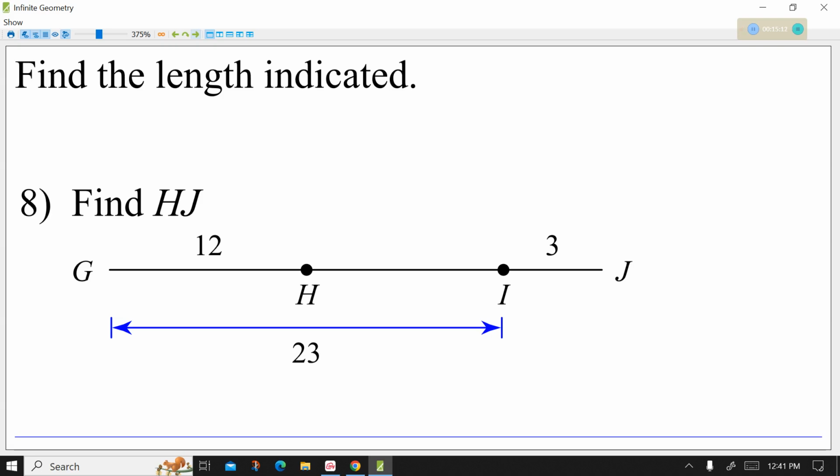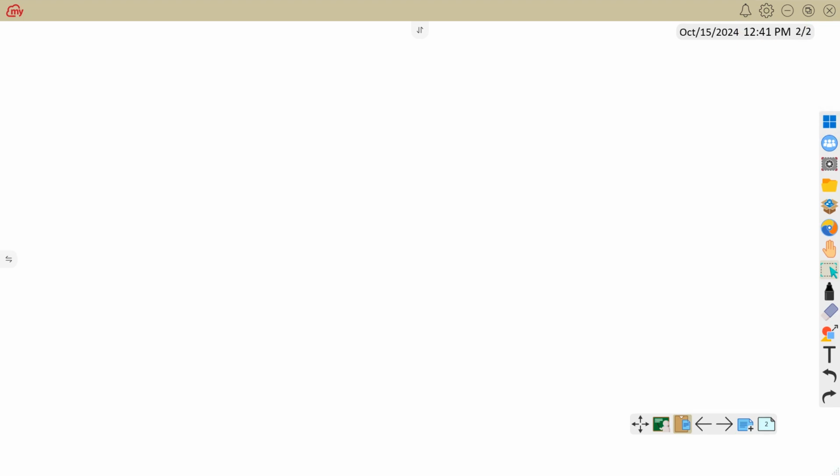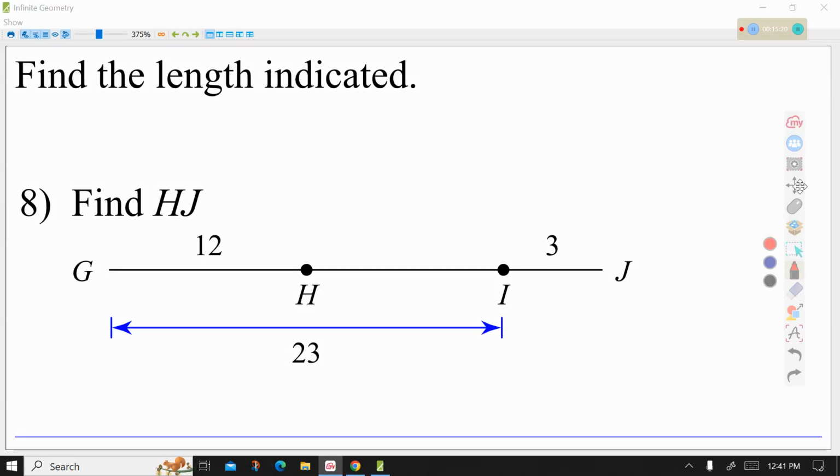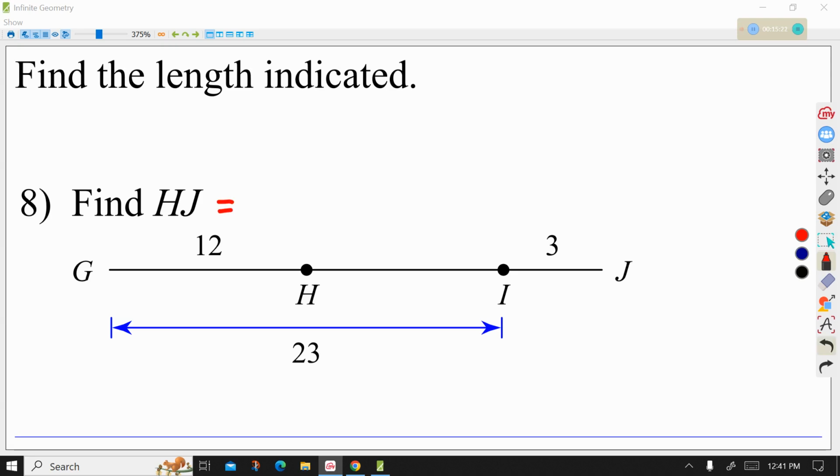Okay, so attempt this problem, please. Think about what that middle piece would be, and then again, don't forget to read the problem so that you're not answering some other question that they're not asking. Okay, make sure we're answering this question, right? Find HJ. Well, let's go darken H and then darken all the way to J. All right, that's what we want to find, that whole length.